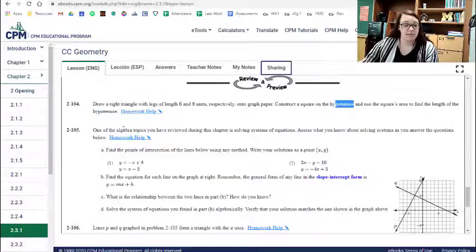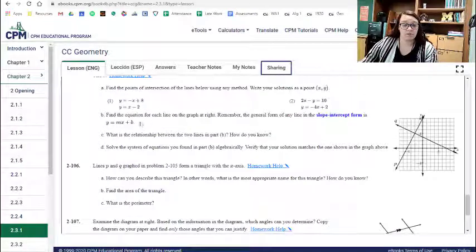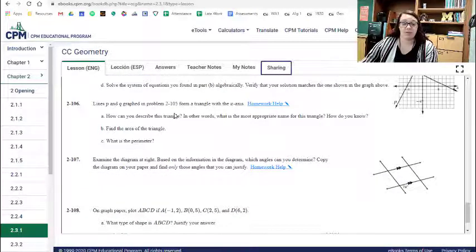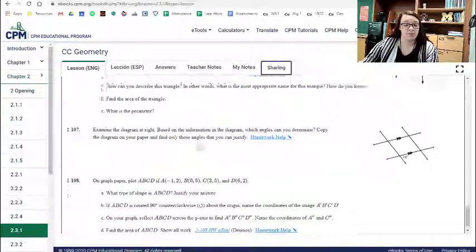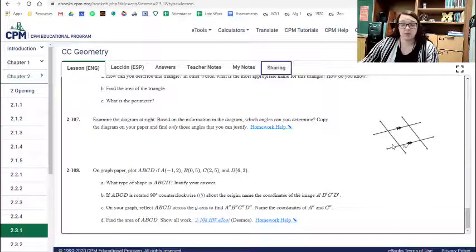Number 105 says, an algebra topic you've reviewed is systems of equations. This is coming up to be a checkpoint problem in tomorrow's lesson. Here are two that you can try for yourself and then look at some questions to reflect on those problems. Number 106 is talking about a graph on the x-axis and how you can describe its triangle. Here's an angle problem with some parallel lines.